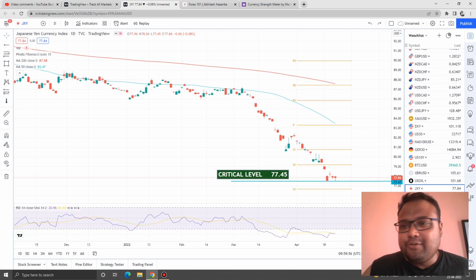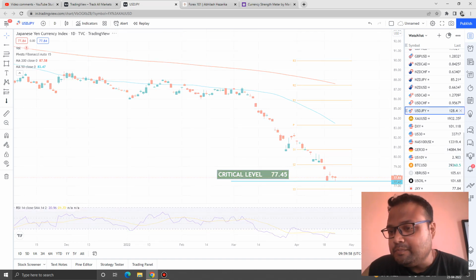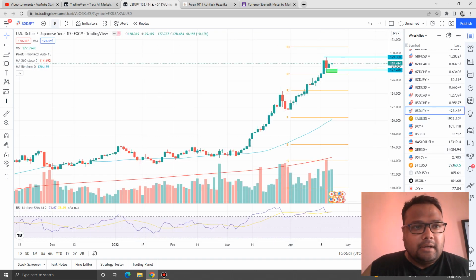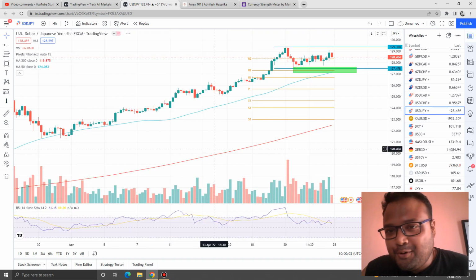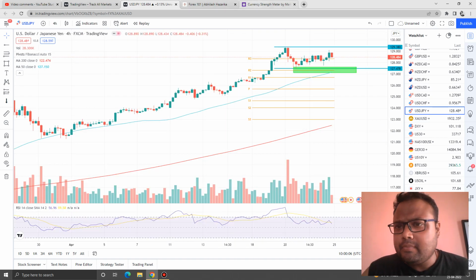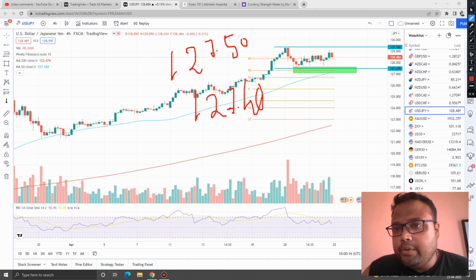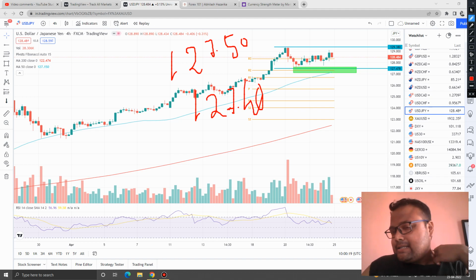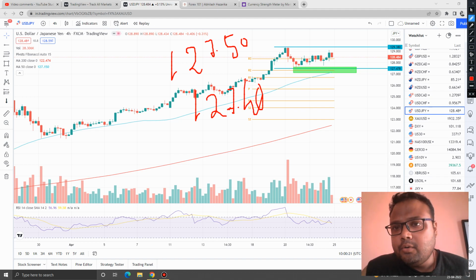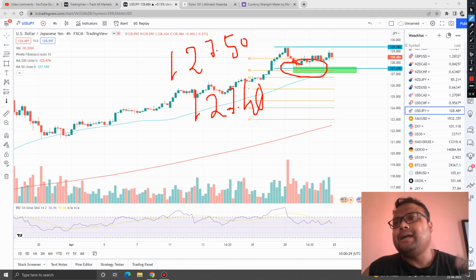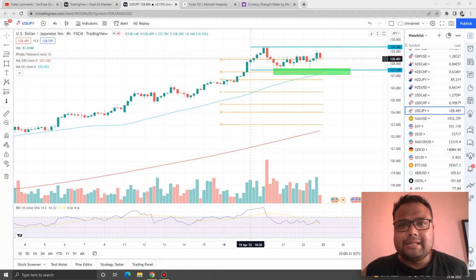Okay, let's look at the chart of USDJPY right now. This is the 4 hours chart of USDJPY. So we have a support around 127.50 to 127.40. Why this level? First of all, the market has shown price rejection around this level previously. Price rejection is a sign that buyers are present at this level.